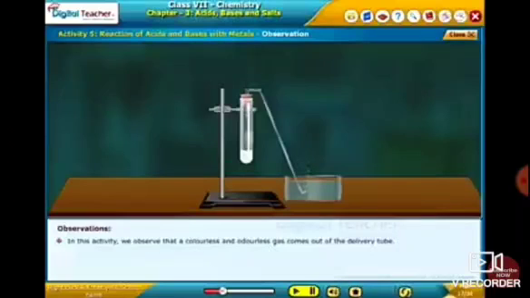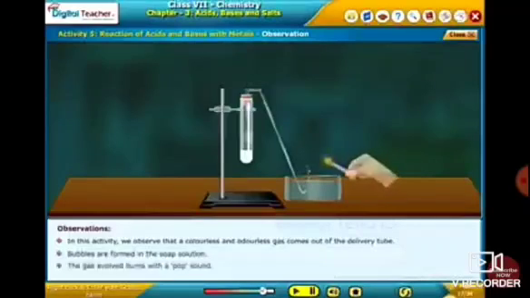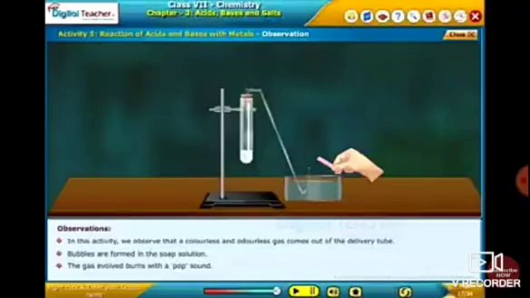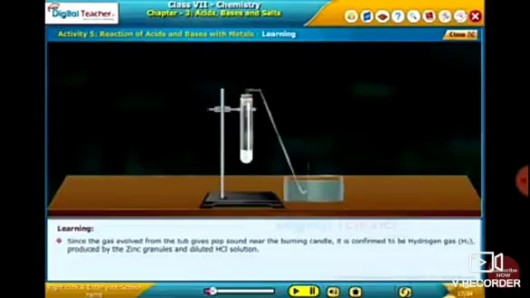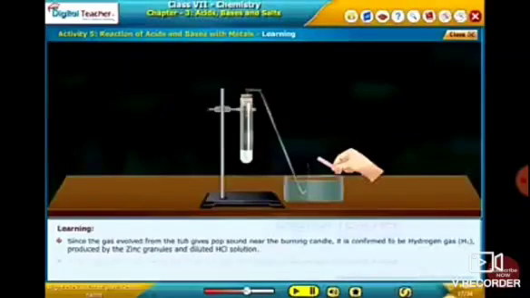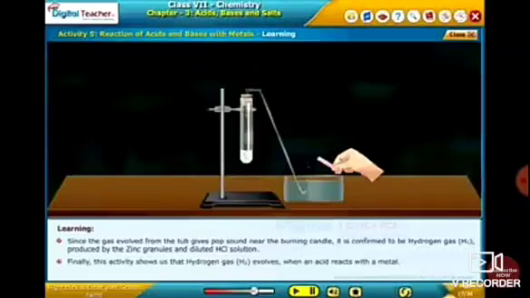In this activity, we observe that a colorless and odorless gas comes out of the delivery tube. Bubbles are formed in the soap solution. The gas evolved burns with a pop sound. Since the gas evolved from the tub gives a pop sound near the burning candle, it is confirmed to be hydrogen gas produced by the zinc granules and dilute hydrochloric acid solution. Finally, this activity shows us that hydrogen evolves when an acid reacts with a metal.